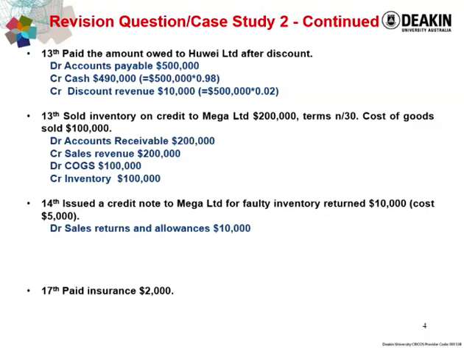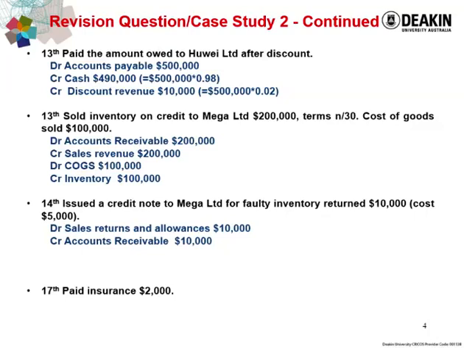Sales returns and allowances is a contra sales revenue account or contra income account. Contra means opposite, because usually we credit sales revenue. When it comes to sales returns and allowances, we have to debit this account. Then we credit accounts receivable because we reduce the amount owed by customers, so 10k.